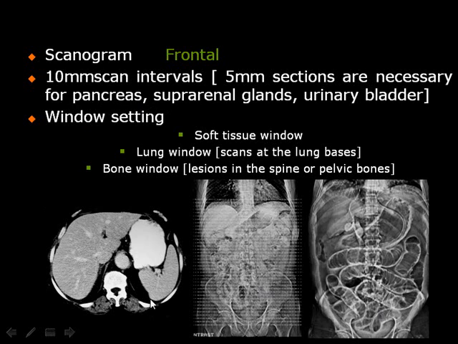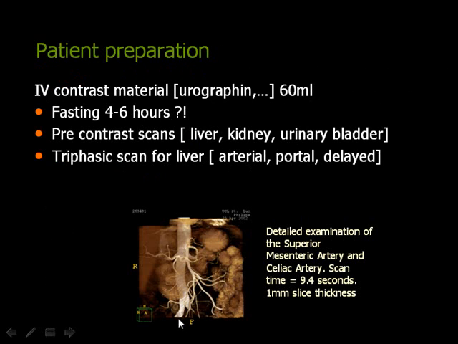When you get a scan in the abdomen, a section, you may have one section like this, where you can see the liver on the right side, the spleen on the left side, the stomach filled with contrast material, the aorta, and the inferior vena cava.